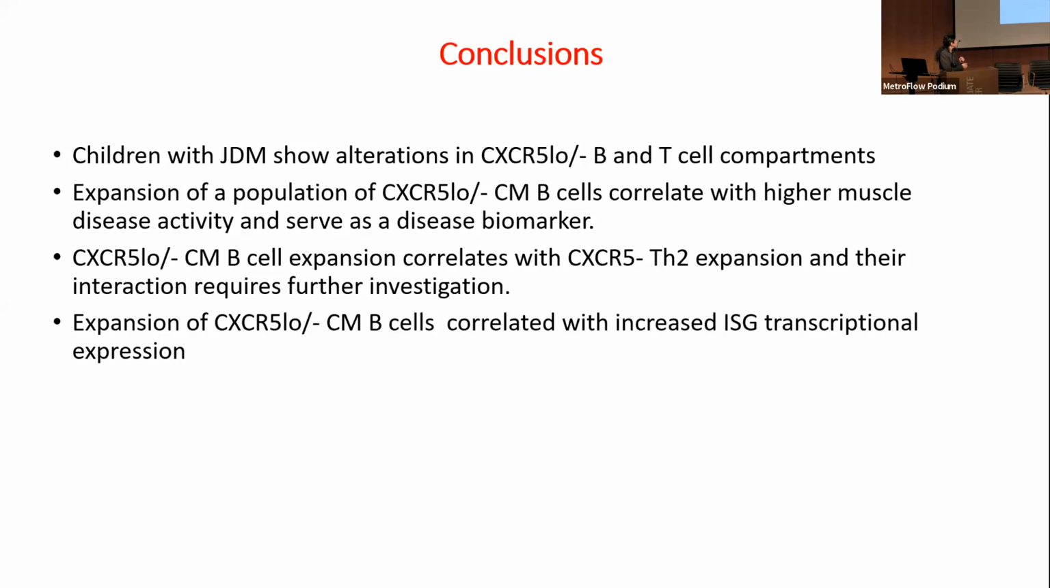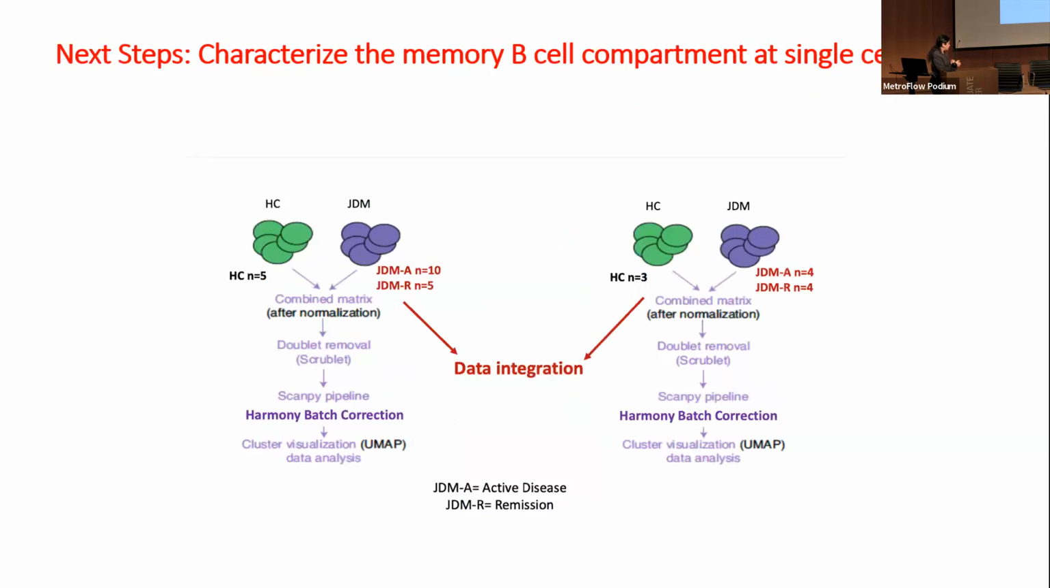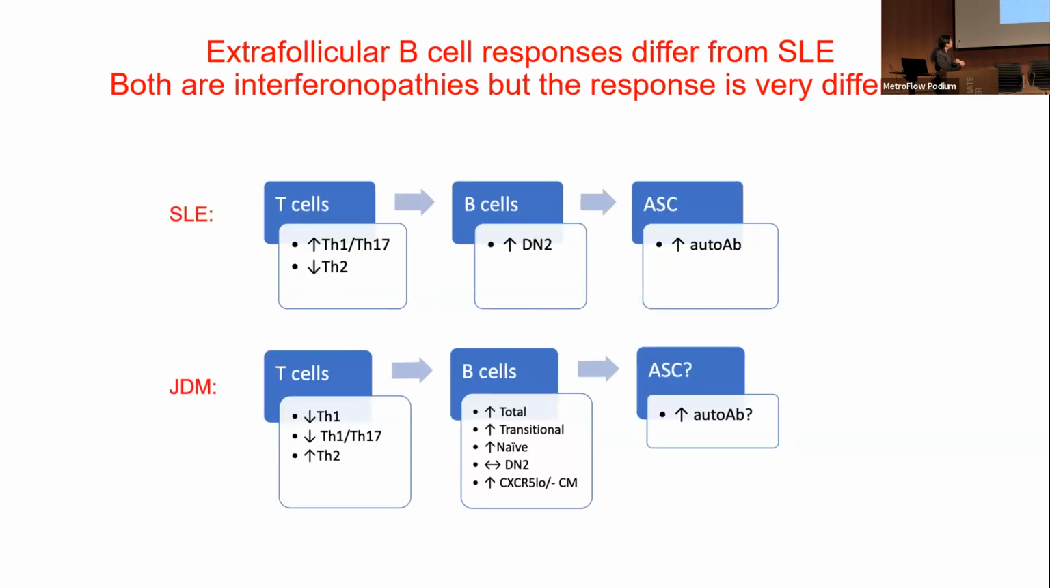So it would be interesting to characterize these cells to see what is going on with respect to the interferon signature that is correlated here. This is a snapshot of what we think is going on. Our lab also works with lupus erythematosus, and we know that the Th1 cells are more expanded in SLE patients, and the DN2 cells, which are the extrafollicular B cells that I showed before, are expanded. And we know that it is related to autoantibody generation.